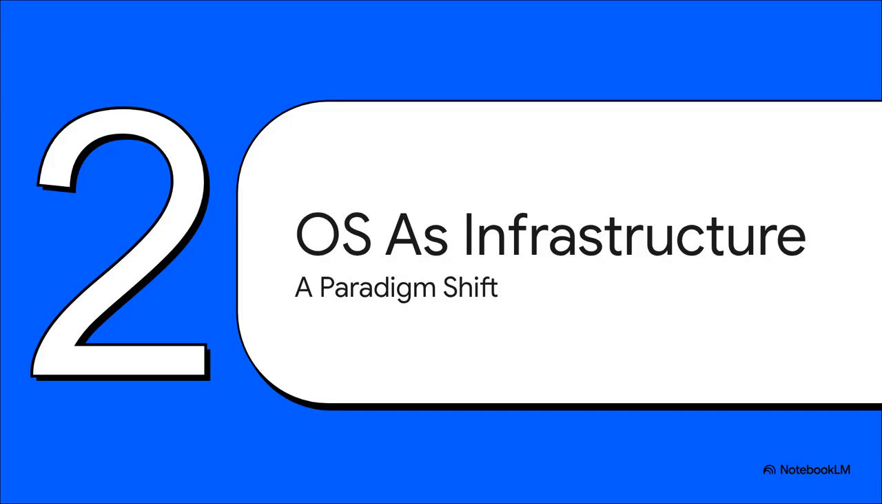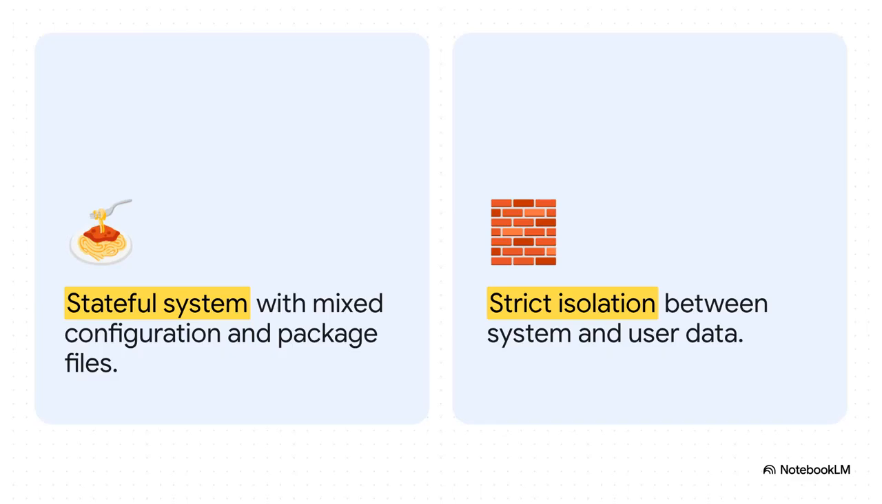Okay, let's shift gears a bit. Section 2, the OS as infrastructure. So, in a traditional Linux distribution, the system is stateful, right? Package files and your own personal configuration files are often just completely mashed together. When you update a package, the system modifies files right where they sit. And honestly, that can be incredibly frustrating when things just randomly break.